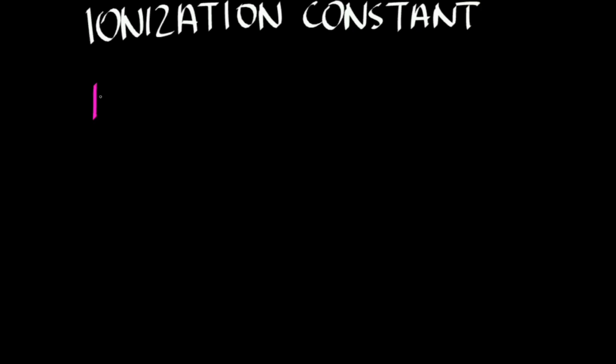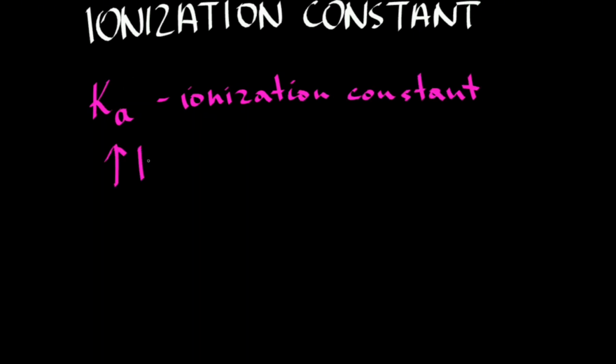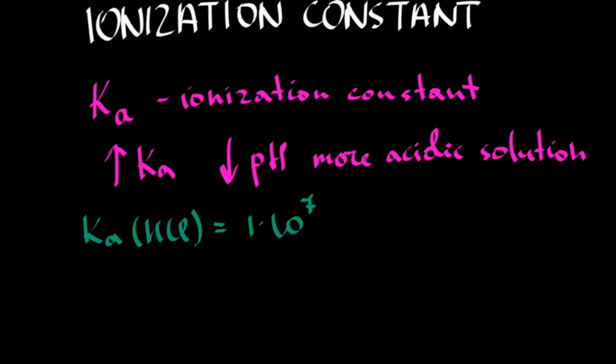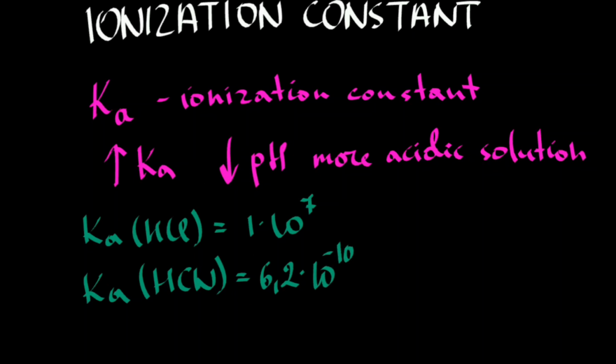All acids have an ionization constant, which is marked as a K with an index A, which stands for acid. Basically, it shows how much acid likes to ionize. The higher the ionization constant, the stronger the acid, and the lower its pH. Hydrochloric acid's ionization constant is 10 million, but for HCN, the number is a lot smaller, only 6.2 times 10 to the power of minus 10. So because the ionization constant is so small, hydrogen cyanide is a weak acid.